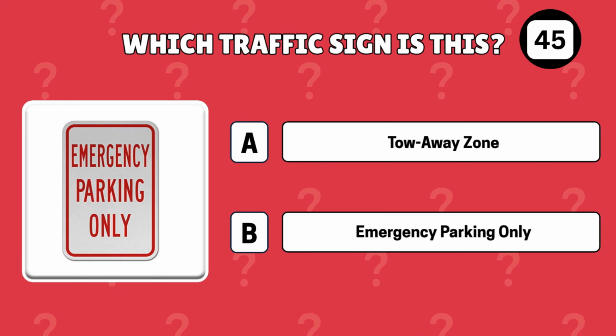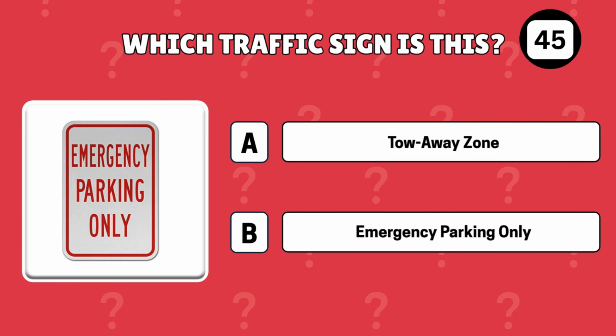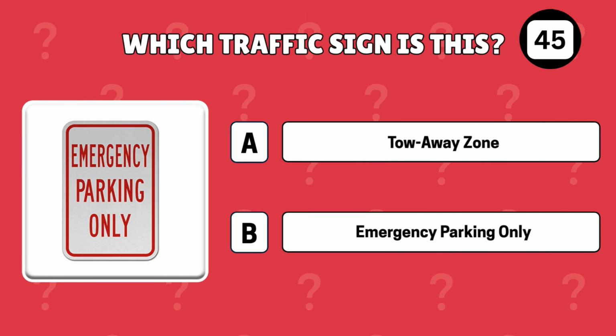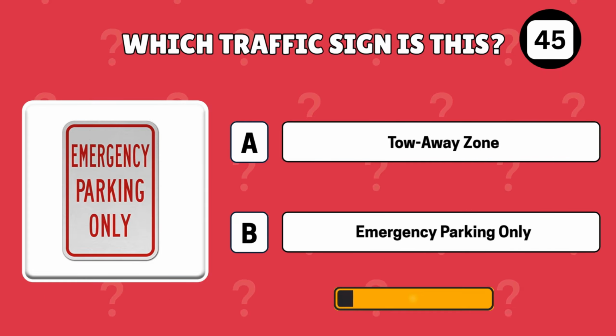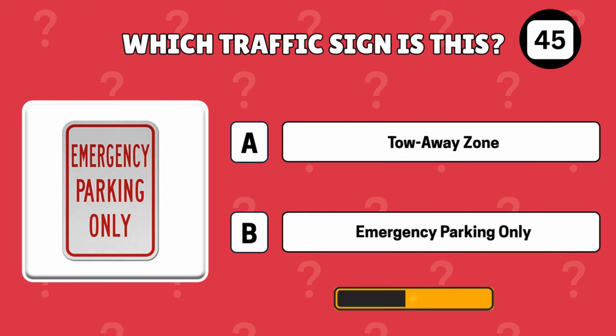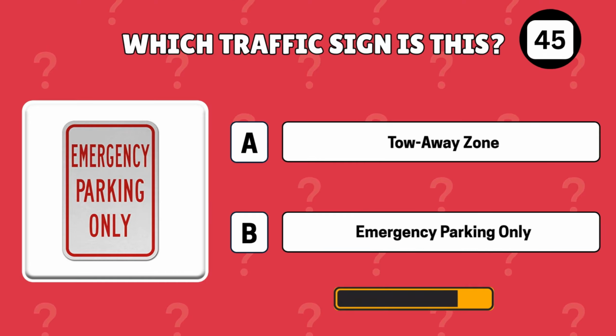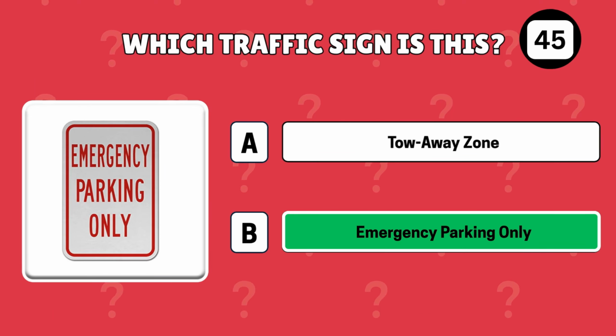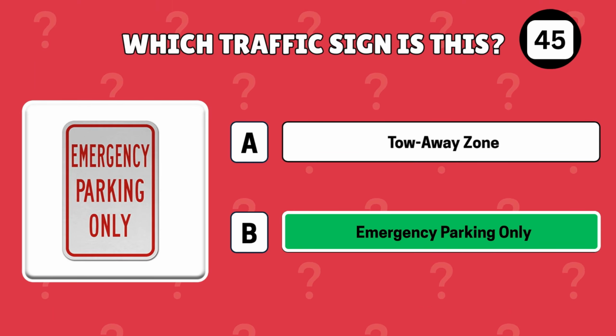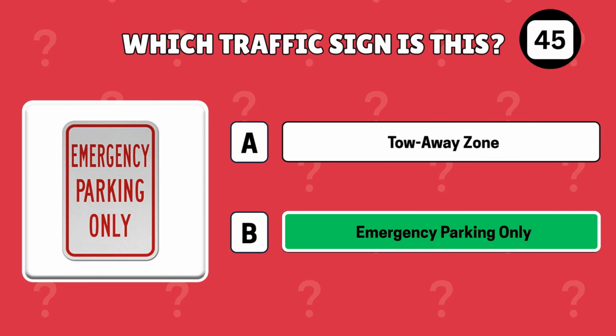Which traffic sign is this? A. Tow away zone. B. Emergency parking only. You got it. This is the emergency parking only sign.